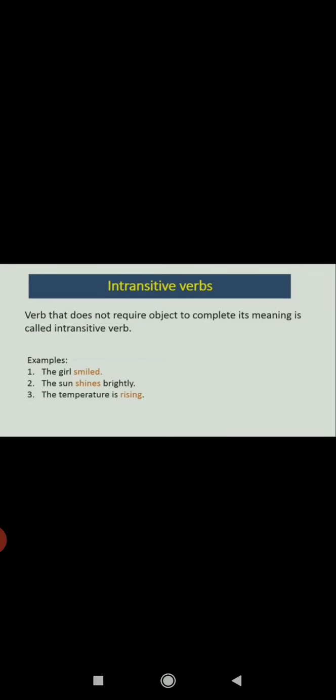Next one is intransitive verb. A verb that does not require an object to complete its meaning is called an intransitive verb. Example: the girl smiled, the sun shines brightly, the temperature is rising. Here, smiled, shines, rising, all these are intransitive verbs.